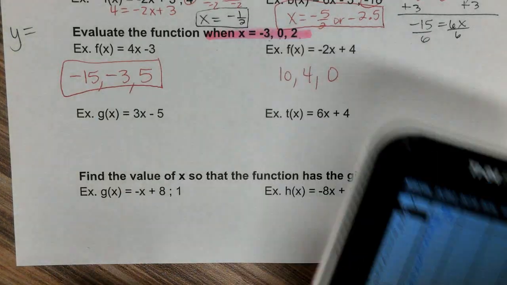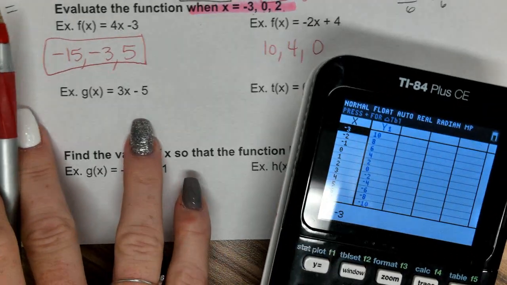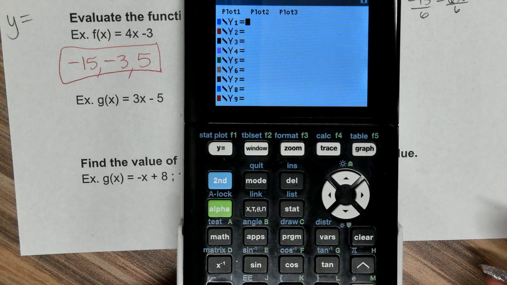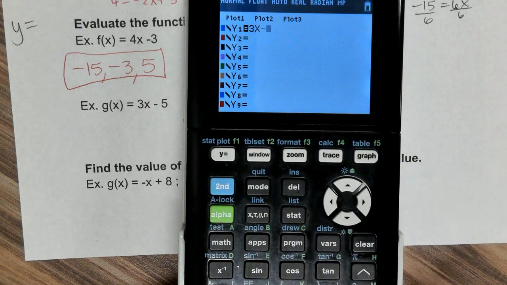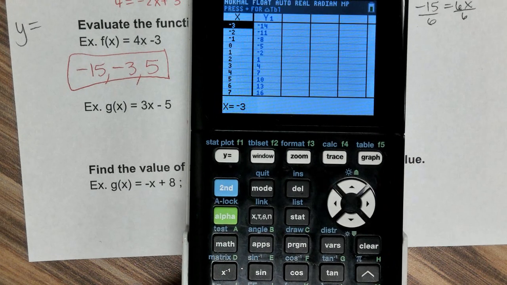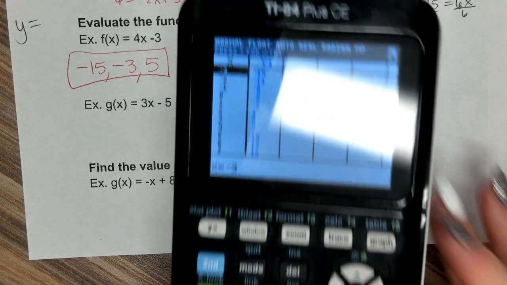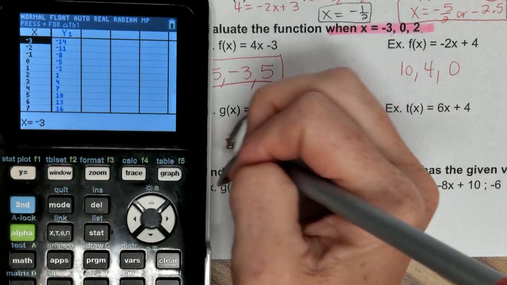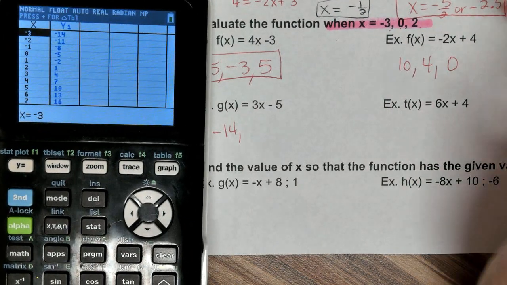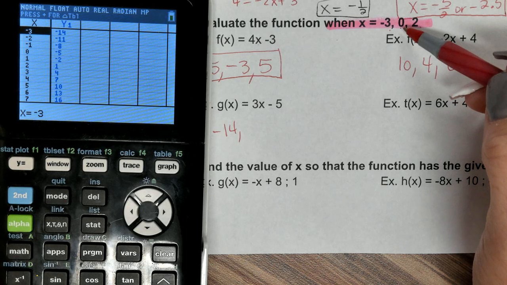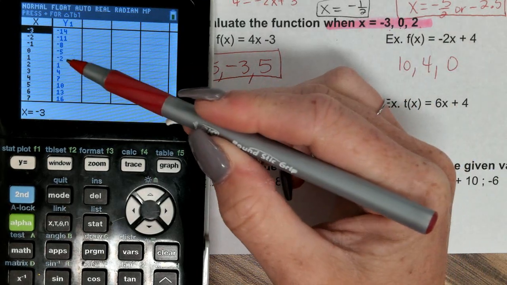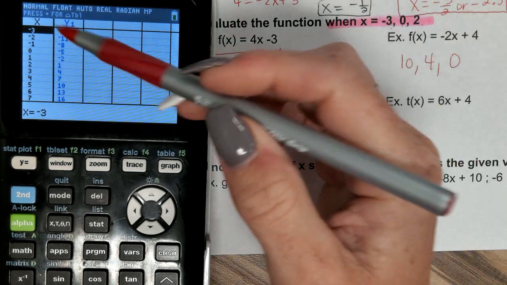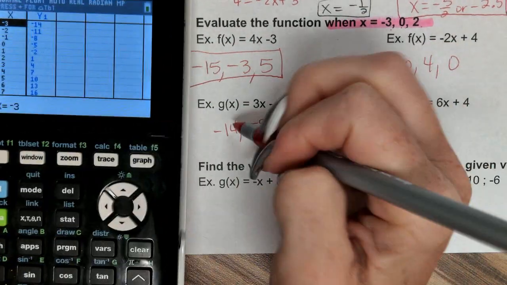Okay, let's go to the next function. This function is called g of x. Doesn't really matter. I'm just going to go to y equals and type in the function 3x minus 5, and go to the table. Okay, when x is negative 3, y is negative 14. When x is 0, what is y? Negative 5. And when x is 2, y is 1.